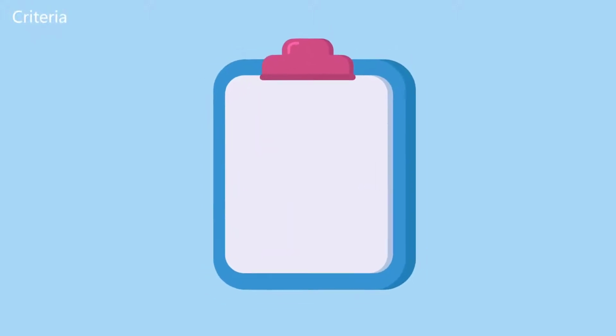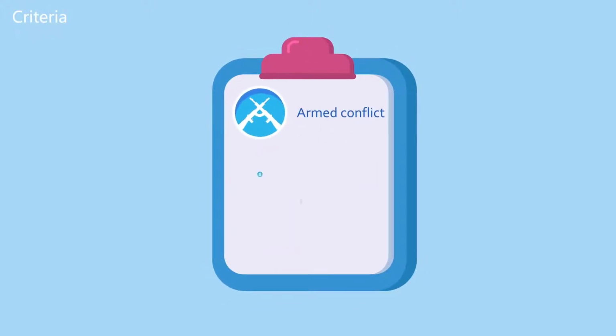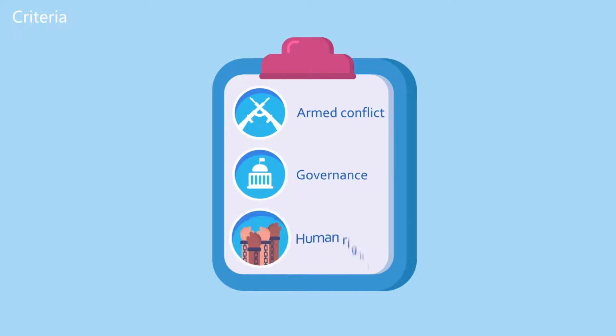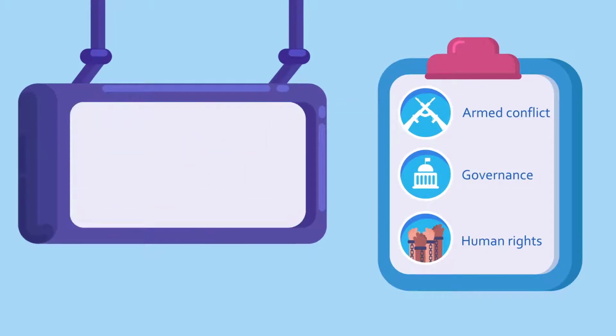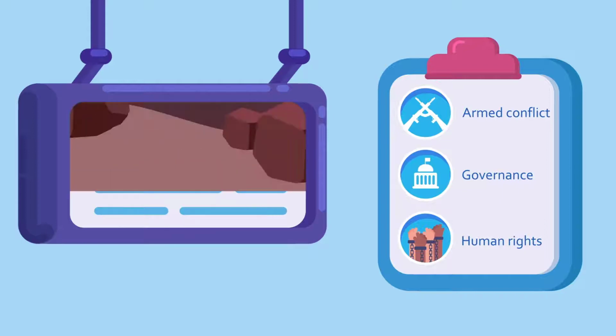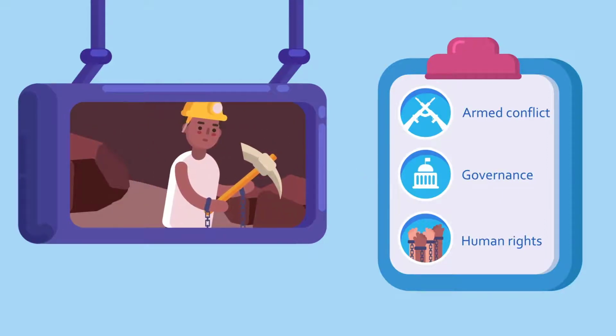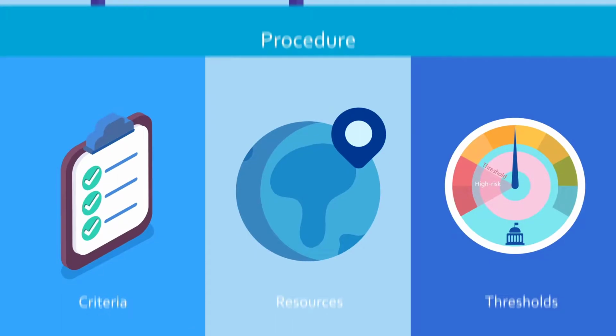Your criteria for CAHRAs should cover big issues, like the status of armed conflict, governance, and human rights. If there's armed conflict, how severe and widespread is it? How well can the government maintain security and rule of law? Are there reports of widespread human rights violations?